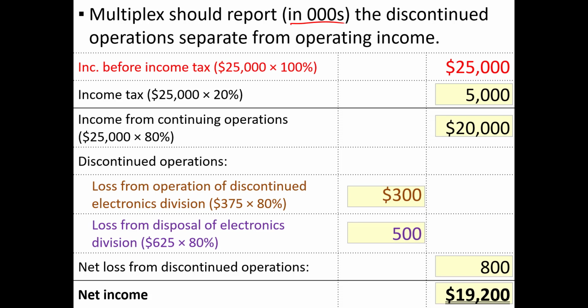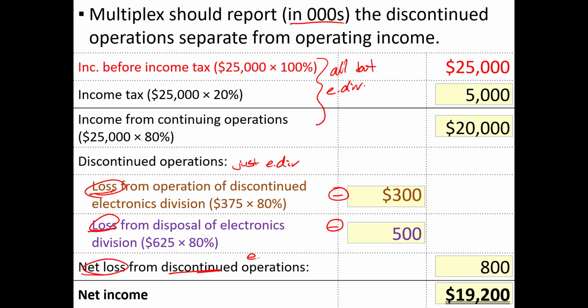Okay. So what we see up at the top, okay, this is the company, all but the electronics division. Okay. We want to keep that up at the top because that is what investors are going to look at next year when they do year-over-year comparisons. Down below discontinued operations, here's just electronics division stuff. Okay. Loss, remember, loss implies that's a subtraction. Another loss implies that's a subtraction. Total net loss from the electronics division is 800.